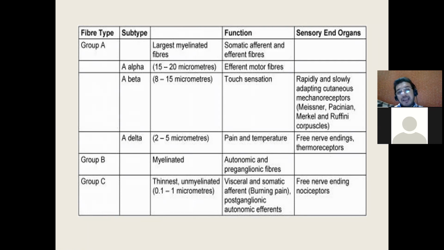When you go to B, again it is myelinated. When you go to C, it is the thinnest, non-myelinated or unmyelinated. Now you have to understand, when it becomes thin, that doesn't mean it will work faster. When it becomes thin, that means there is no myelin, so the speed of carrying the sensation is a little slow. It carries burning pain, visceral somatic afferent pain, free nerve endings, nociceptors, very dull pain.